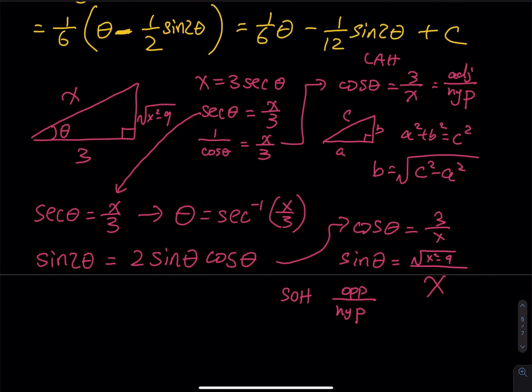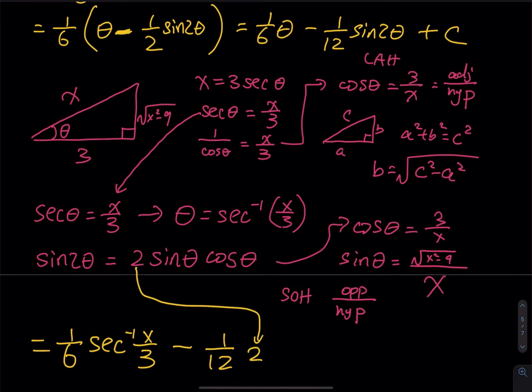If you put all the pieces together, first we have a 1 over 6, which is still 1 over 6, and then theta is inverse secant of x over 3. The first piece is done. Then you have a minus 1 over 12 times sine of 2 theta. I use the double angle formula, so there is a 2 that goes right here. The sine of theta is the square root of x squared minus 9 divided by x, and the cosine is 3 over x. And then you add c to it.